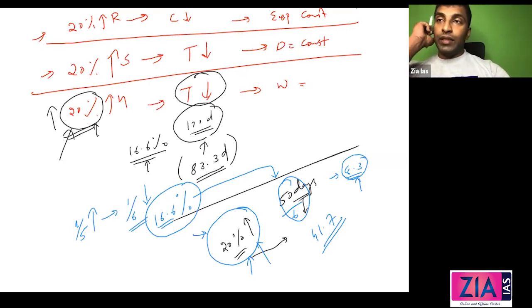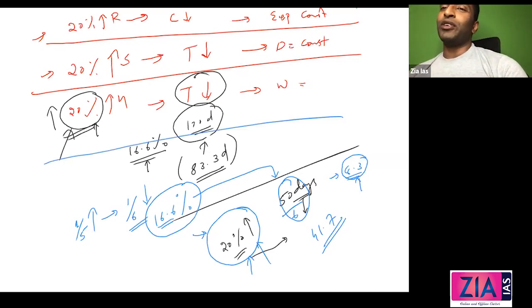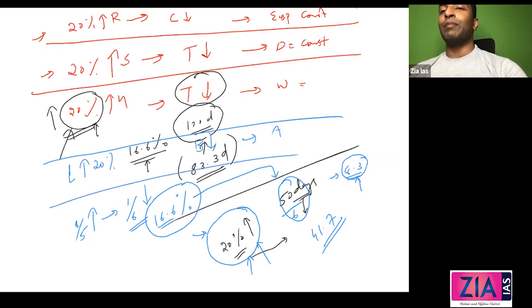Guys, this is how they can make the questions. Similarly, there is no point in now discussing the length is increased by 20%. What should be the reduction in breadth such that area is constant? So all these can be the questions they can ask you. The only thing is that you need to relate it.